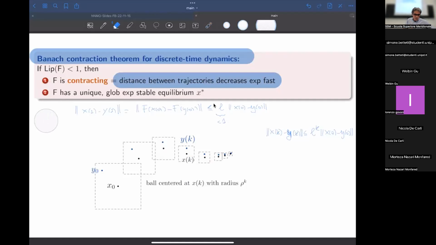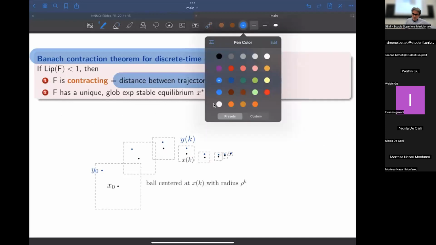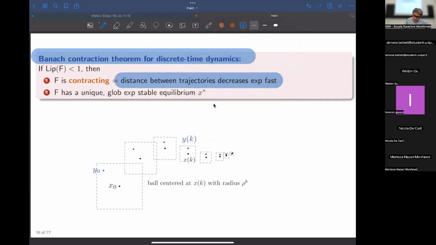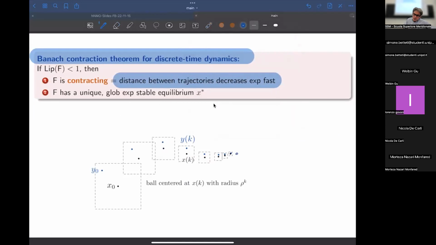Now, that was the next step I was going to make. So let me make it now. Let me erase these calculations. So that was the first row of the theorem. What the theorem says is that the main part of the theorem is that there exists a unique equilibrium point x star, or fixed point x star. So here I should draw it. I have not drawn it. So here there is a point. That point is called x star. It exists and it's unique. And it is globally exponentially stable.